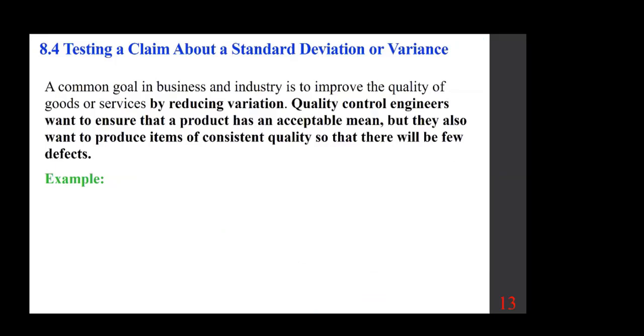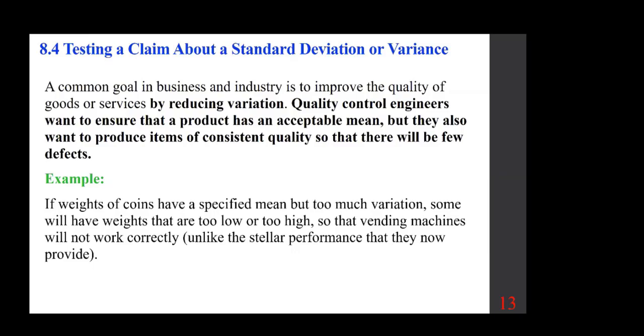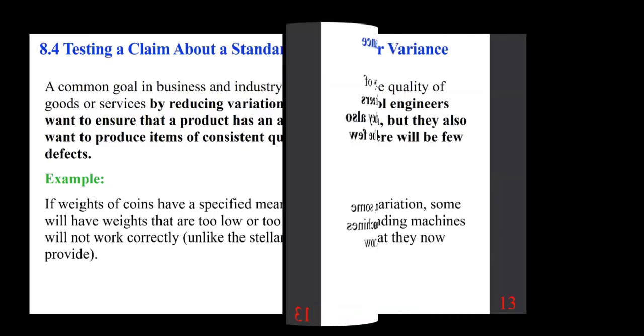0.644. Why do we test a claim about the standard deviation or variance? A common goal in business and industry is to improve the quality of goods or services by reducing variation. Quality control engineers want to ensure that a product has an acceptable mean, but they also want to produce items of consistent quality so that there will be few defects. If weights of coins have a specified mean but too much variation, some will have weights that are too low or too high so that vending machines will not work correctly, unlike the stellar performance that they now provide. This is an example of why we want to test that, and we are interested in having proper standard deviation.